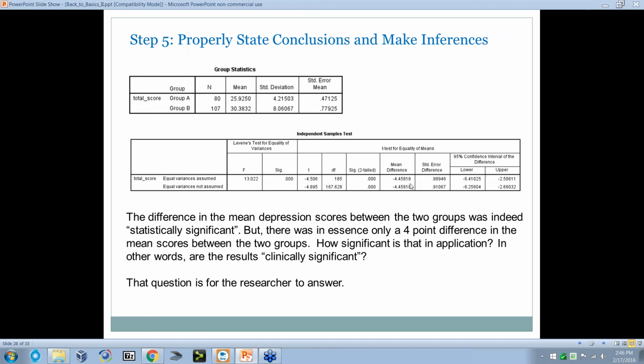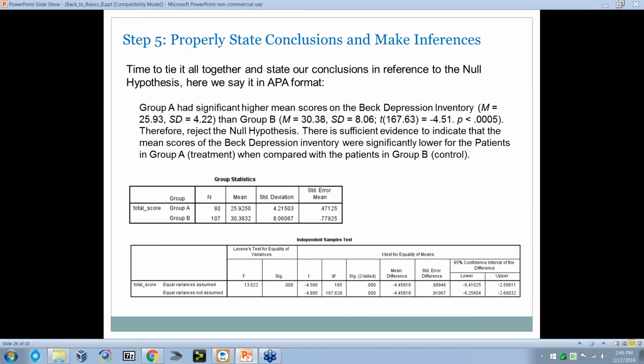A 5-point difference might make a difference, might not. All right, so then we tie it all together. We're going to state our conclusions in reference to the null hypothesis, and here's how we say it in APA format. Okay, so group A had, I think, significantly lower mean scores than group B.